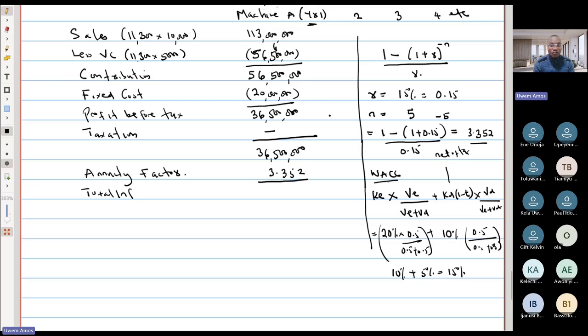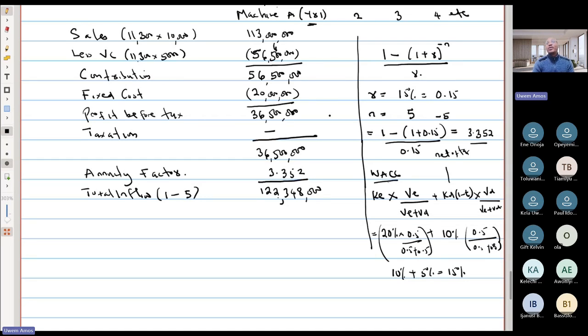So what is our total inflow for year 1 to 5, now that we have extended it with the annuity factor? 36,500 was just for 1 year, but we use the annuity factor to extend it to cover the entire 5-year period. So that will be 36,500 multiplied by 3.352. So that gives us 122,348 million. So this is what we will get from machine 1.